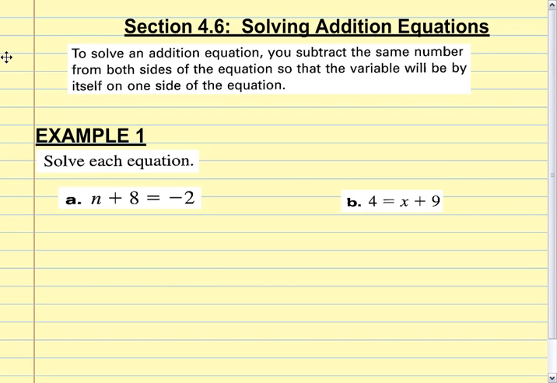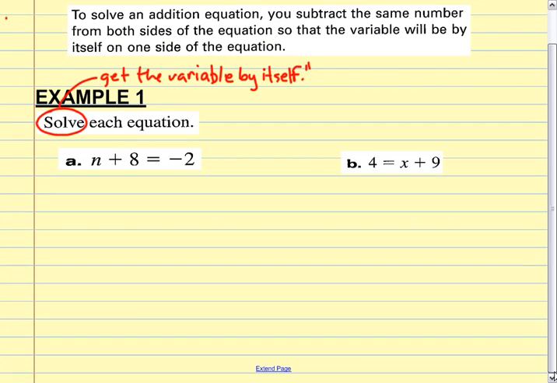Okay? This word means get the variable by itself. That's what it means. Do it. Okay? Hayden, I want to look at this first equation that they have for us here. What is the variable? N is the variable, right? It can vary. It can change, right? It's a letter. We don't know what it equals.